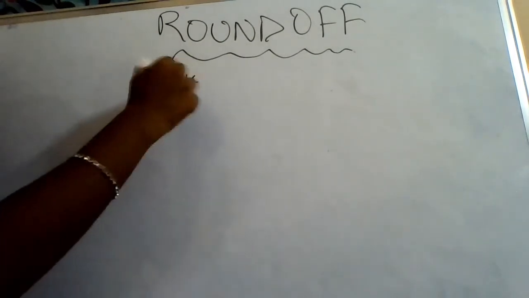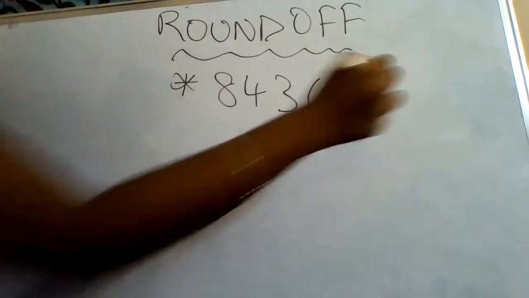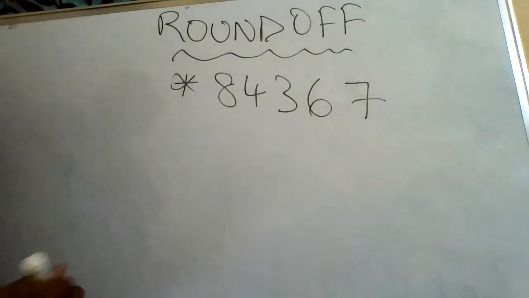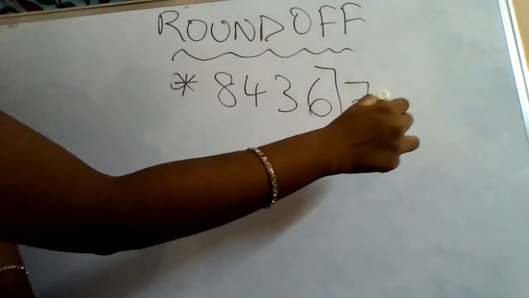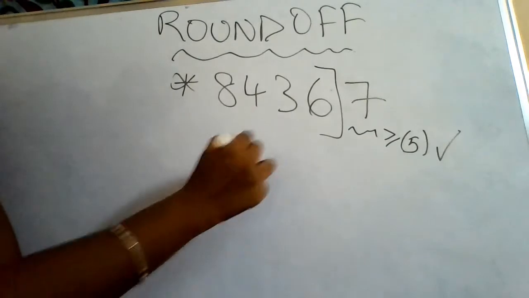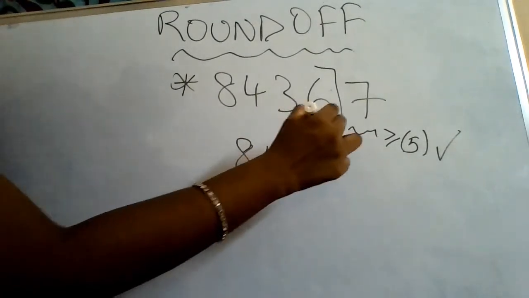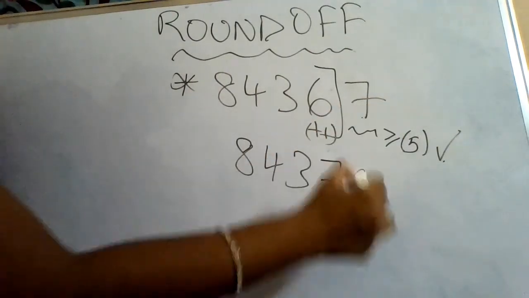One more example we will take: 84367. If they have given an example like this, we need to mark the tens place first and check whether the next number is greater than or equal to 5. Yes, it is greater. So the answer will become 843. This plus 1 we will do as the condition is satisfied. So 6 plus 1 will become 7 and this 7 will become 0.